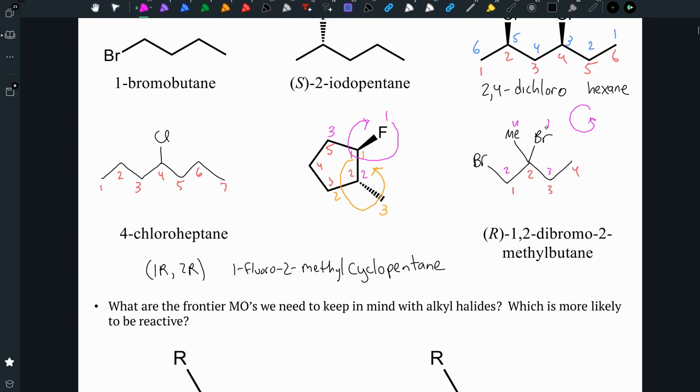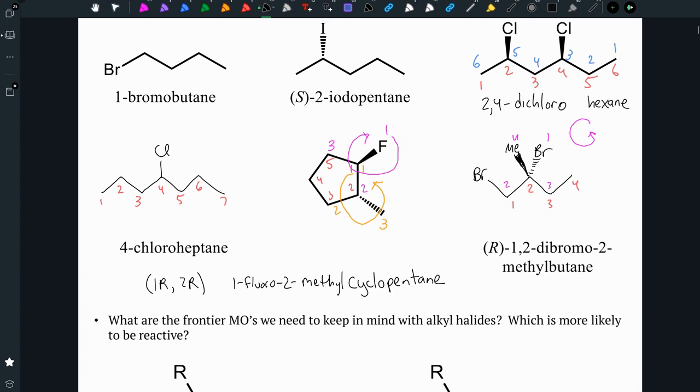If I'm going counterclockwise and I want this to be R, that means group number 4 has to be coming towards me. So I can fill in this methyl group as being wedged, and then I can change this bromine to being dashed.